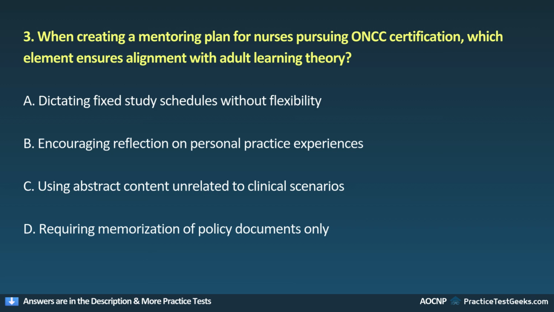3. When creating a mentoring plan for nurses pursuing ONCC certification, which element ensures alignment with adult learning theory? A. Dictating fixed study schedules without flexibility. B. Encouraging reflection on personal practice experiences. C. Using abstract content unrelated to clinical scenarios. D. Requiring memorization of policy documents only.